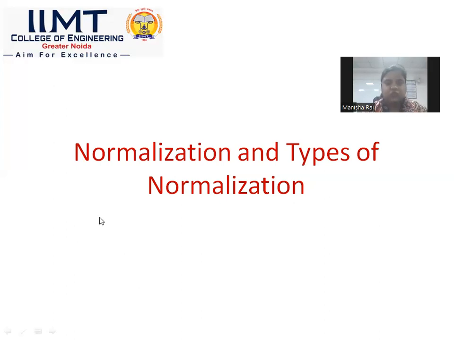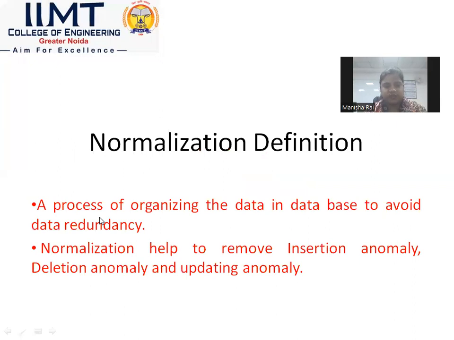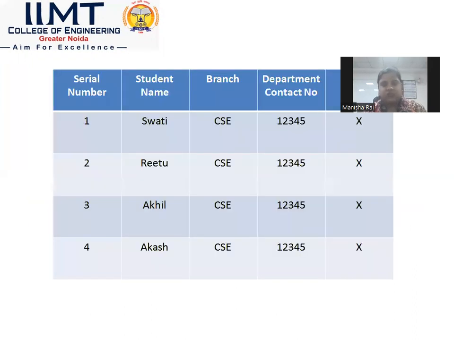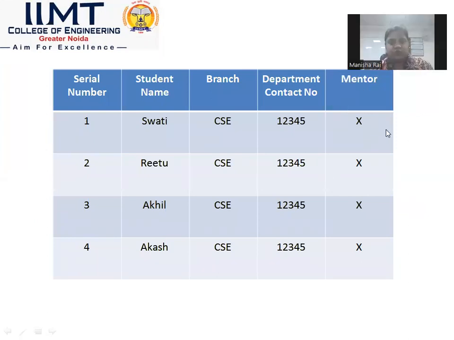Normalization is used to reduce data redundancy and also to reduce data duplication in a database. Normalization also helps to remove insertion anomaly, deletion anomaly, and updation anomaly. What is an anomaly? To understand this, look at this table. Here I have a student table, where I put the records of 4 students. Their name, branch, department, contact number, and mentor name are mentioned here. As you can see, we still have the records of only 4 students.